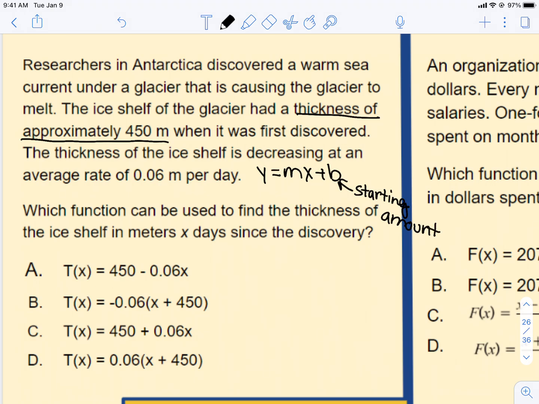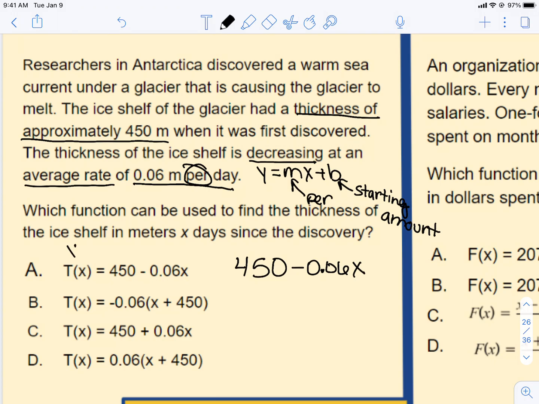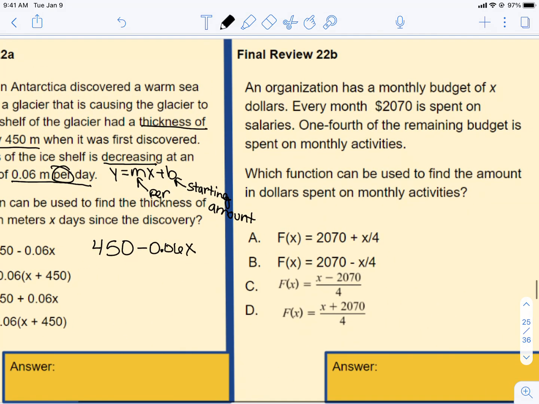Okay, so what that means is we are going to have 450, and then the thickness of the ice shelf is decreasing at an average rate of 0.06 meters per day. Well, decreasing, and we have that keyword "per" that tells us it's the slope. Since it's decreasing, it's going to be a negative 0.06x. So looking at my options, t of x is just a fancy way to say y. So it looks like it's answer choice A. Okay. Looking at the next one.